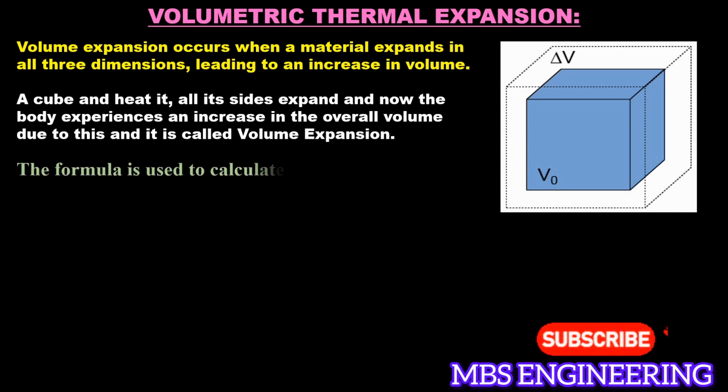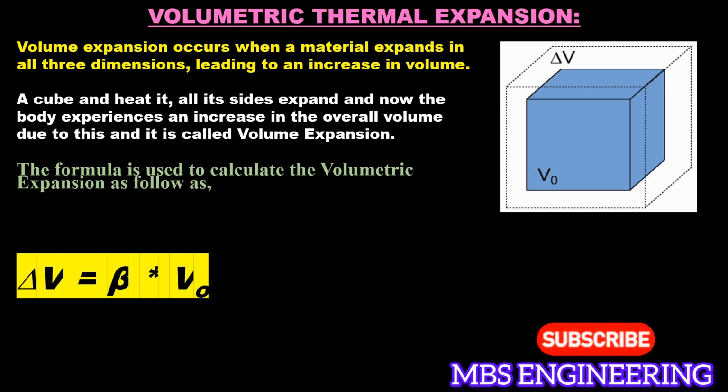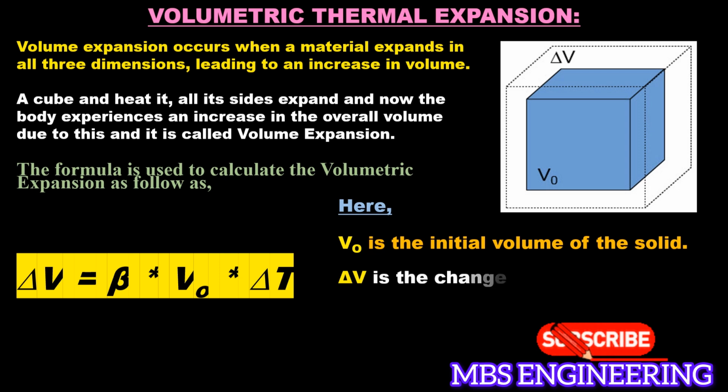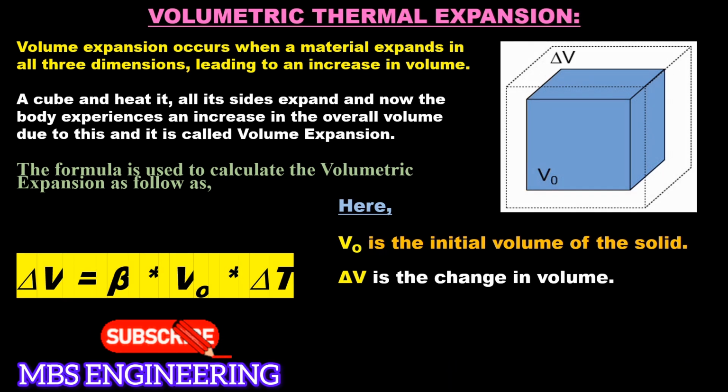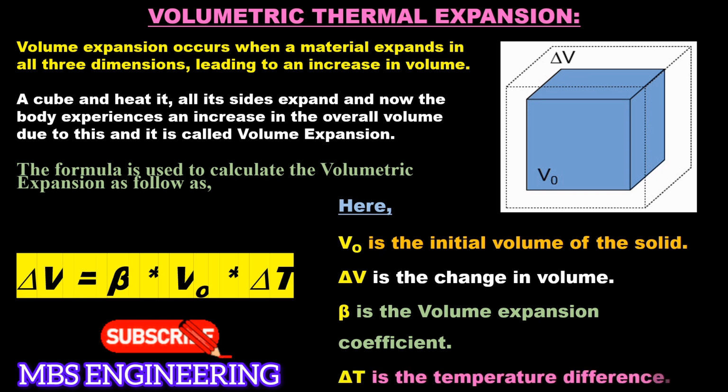The formula used to calculate the volumetric expansion is as follows. Delta V is equal to beta into V0 into delta T. Here, V0 is the initial volume of the solid. Delta V is the volume change. Beta is the volume expansion coefficient. Delta T is the temperature difference.